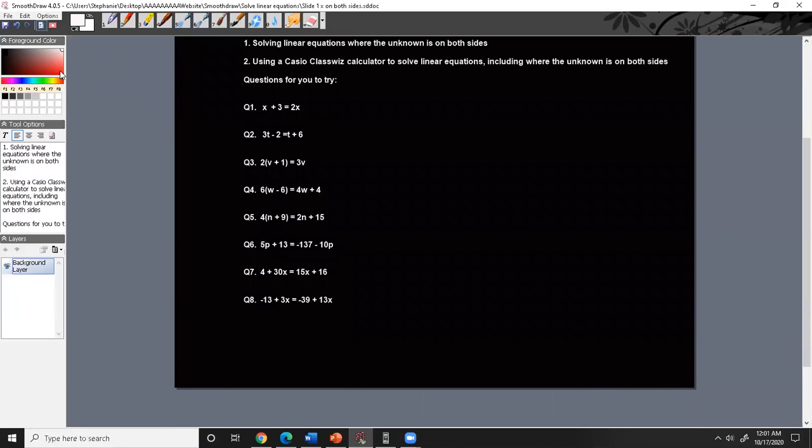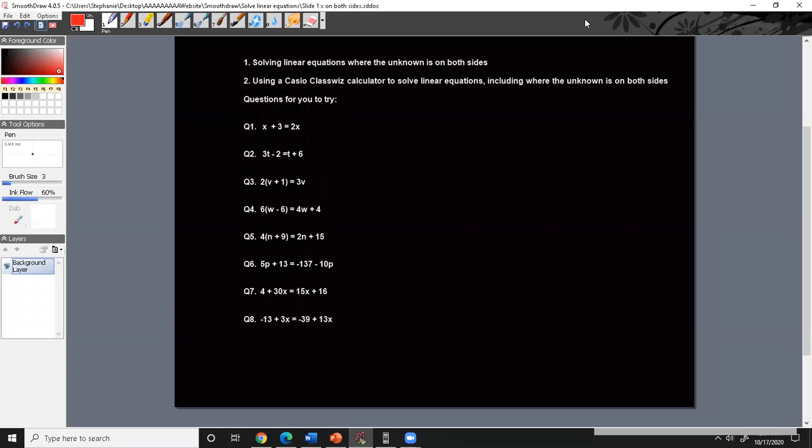So for the first one then, for question 1, the unknown is x. So for this one, x is equal to 3. So that's the answer to the first one. The next one, the unknown here, is t, and t is equal to 4.